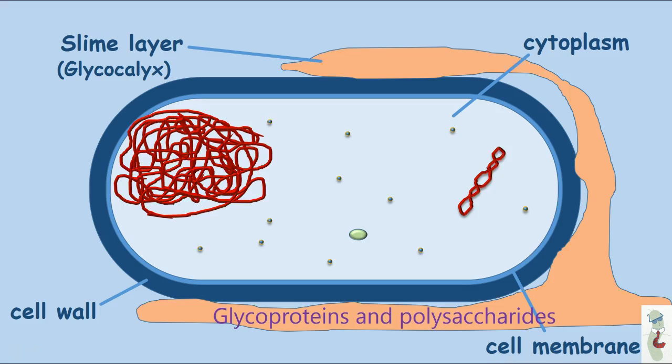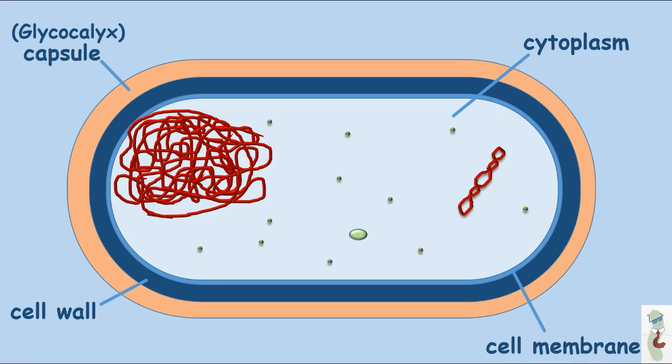Some bacterial cells have a third layer that surrounds the cell wall, and this is called the glycocalyx. The glycocalyx is a matrix of glycoproteins and polysaccharides. Glycoproteins are proteins that are covalently linked to sugars, and polysaccharides are sugars. The glycocalyx can surround the bacterial cell in a loose fashion as shown here, and this is called the slime layer. Or it can be attached in a tighter, more organized manner around the cell, and this is called the capsule. Both the slime layer and the capsule help the bacteria stick to surfaces.